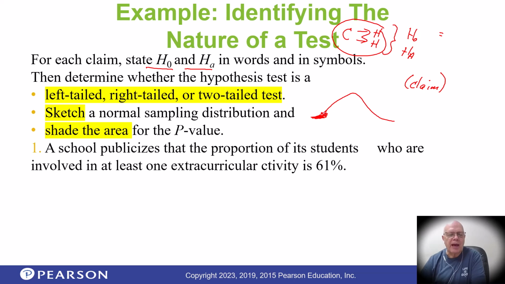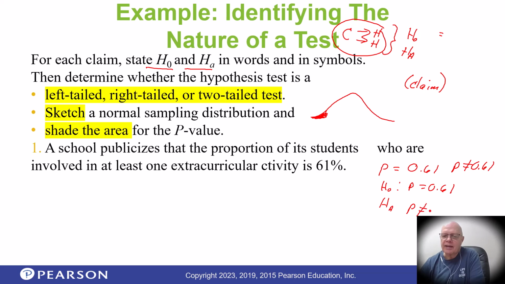And here's an example we had earlier, where the proportion of the students involved in one extracurricular activity is 61% according to their claim. So the proportion is 0.61. The opposite is proportion not equal to 0.61. That means what kind of a test are we going to have? Well, first of all, what's the null and what's the alternate? The one that equals is the first one. So p equals 0.61, that's the null. And the remaining one is the alternate.